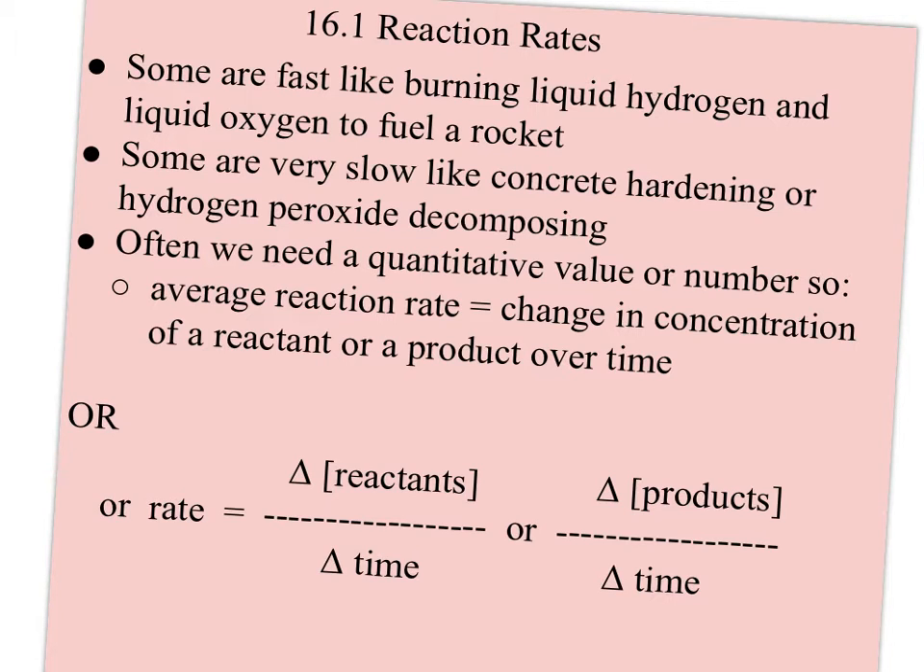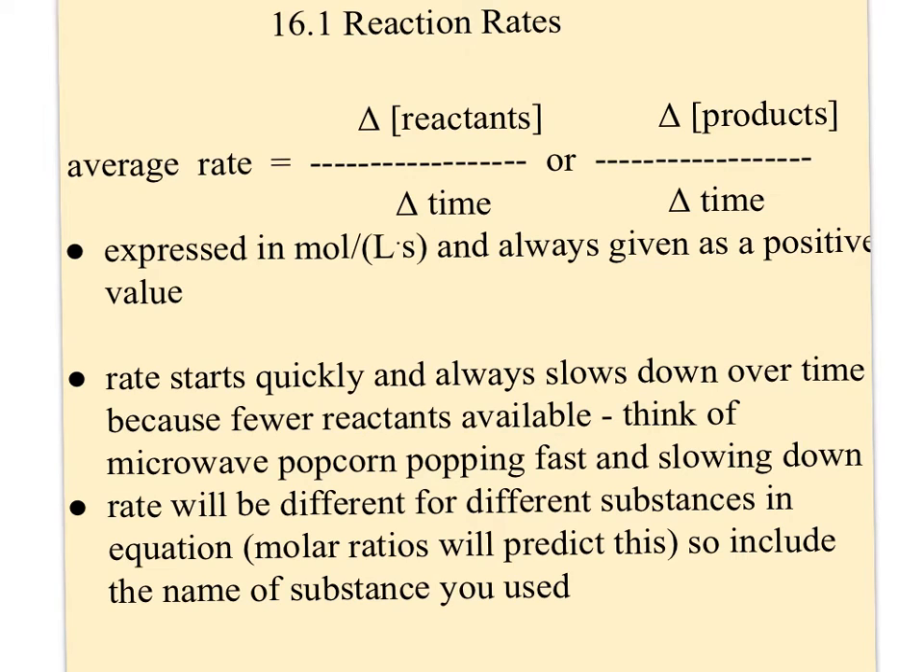So often we need a quantitative value or a number so we know a little more about the reaction rate. So often what we're calculating is called the average reaction rate, which is the change in concentration of any of the reactants or products over time. So another way to express that is, like I have it at the bottom, we use the delta to represent change. So the change in a concentration of a reactant or the change in the concentration of a product over your change in time. And so the other thing that makes reaction rates a little bit unusual is you can only look at one rate at a time, so you're only using one reactant or one product.